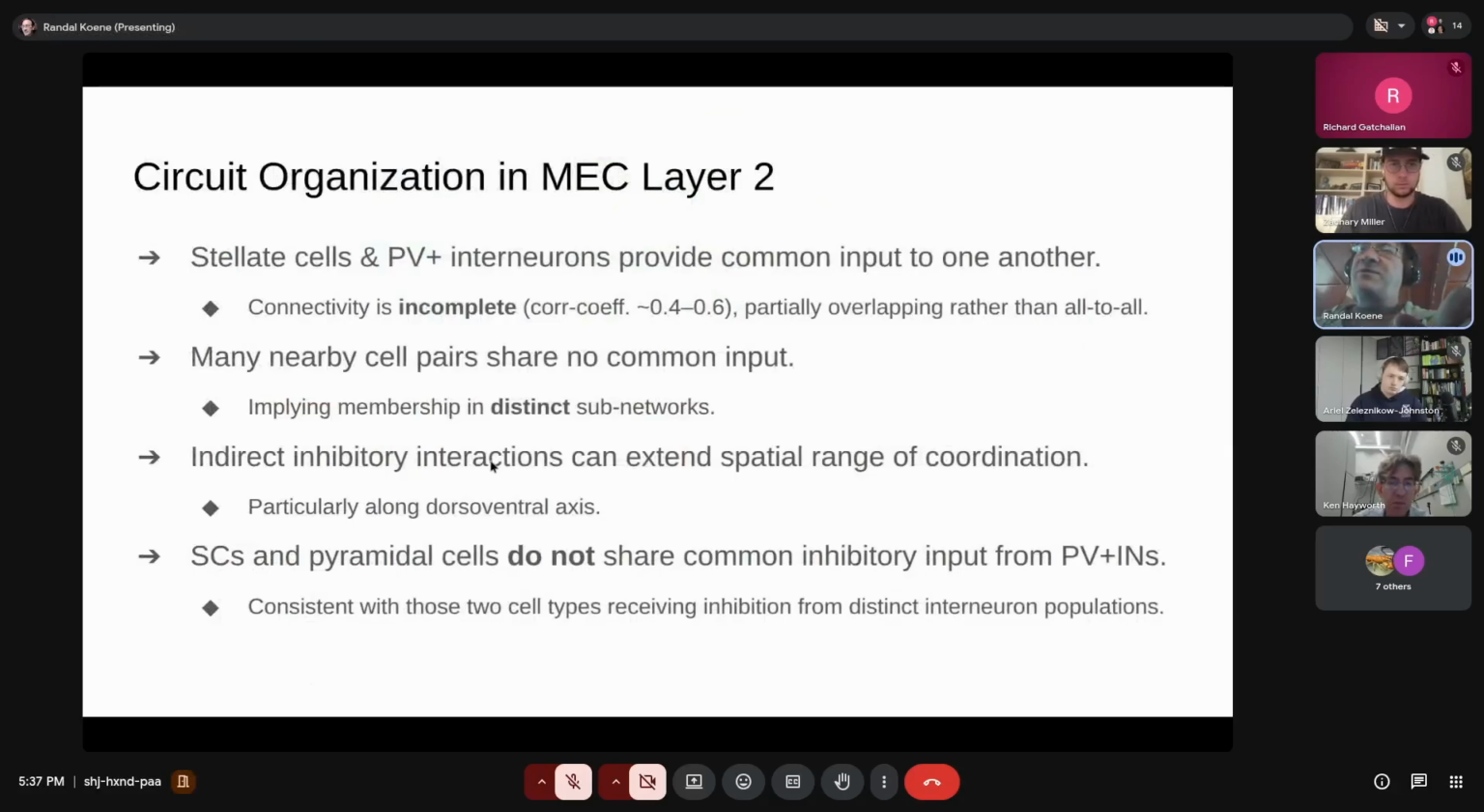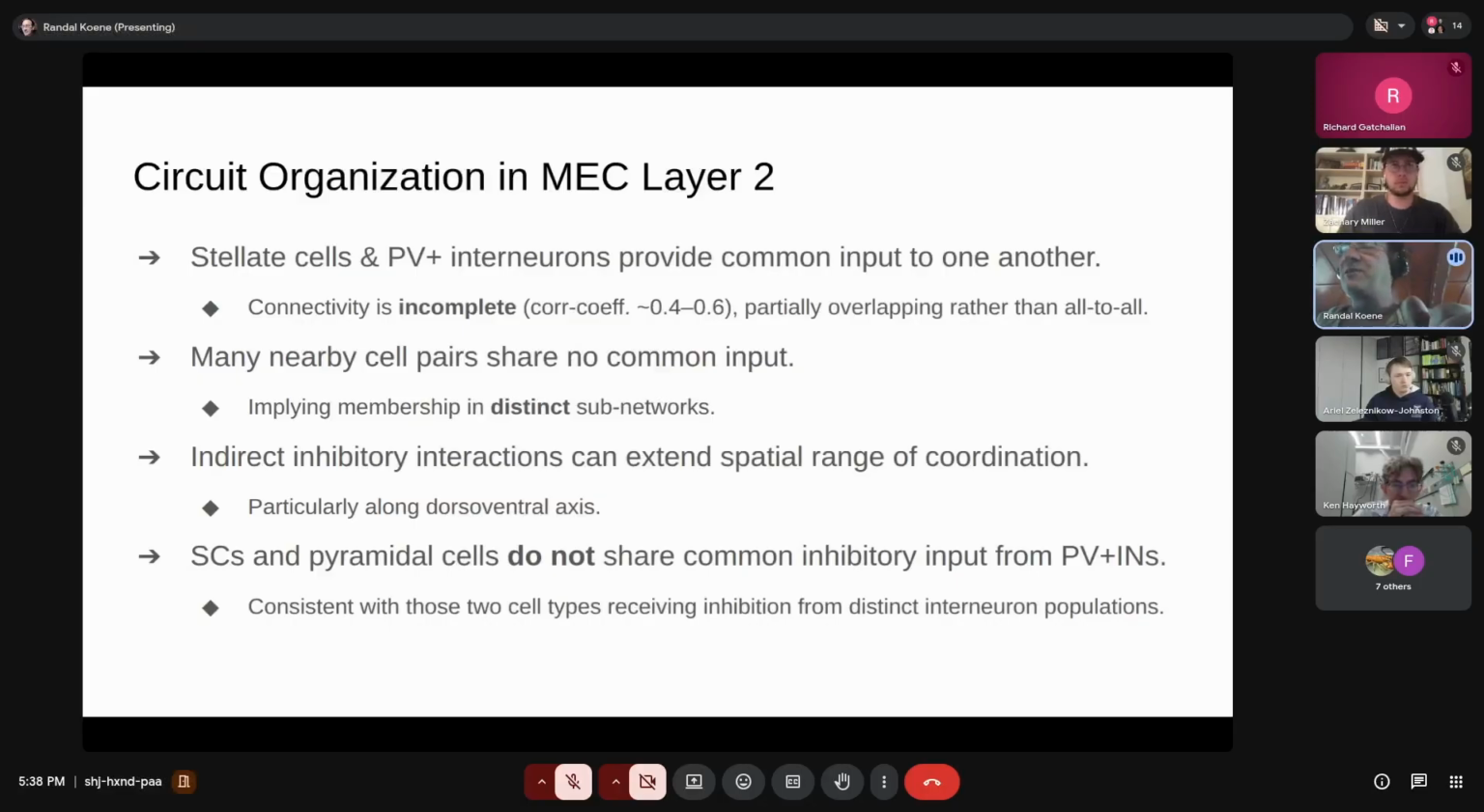All right, we're getting closer to the end here. So what the authors did here is they developed new strategies for assessing common input to pairs of downstream neurons from the genetically defined upstream populations. And they were using simultaneous paired recordings combined with optogenetic activation, as we saw. And here are some insights about the circuit organization in medial entorhinal cortex layer 2.